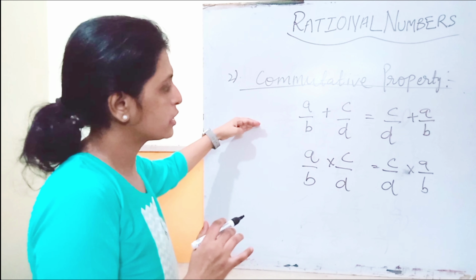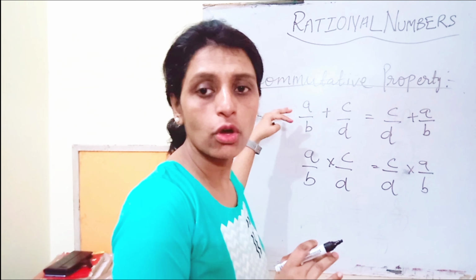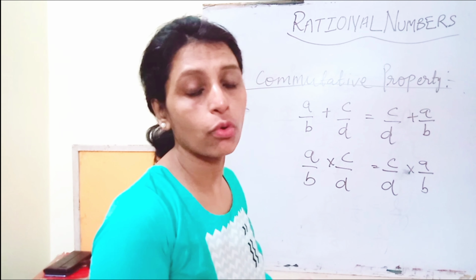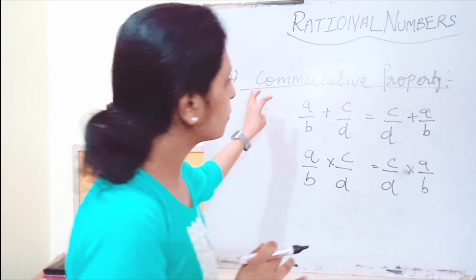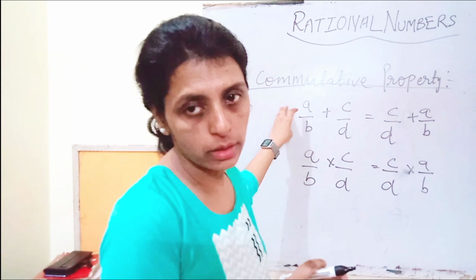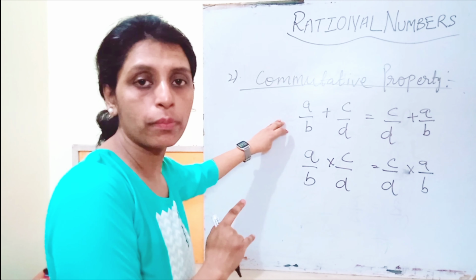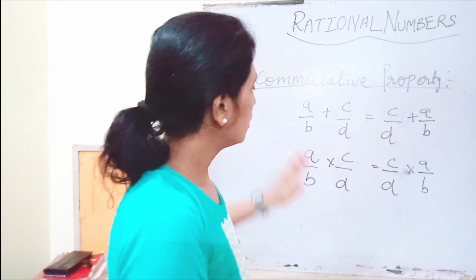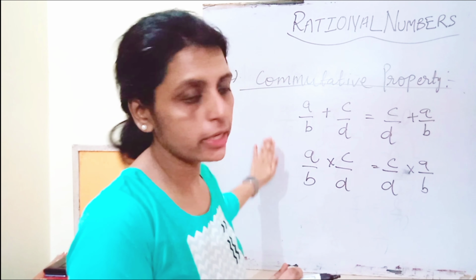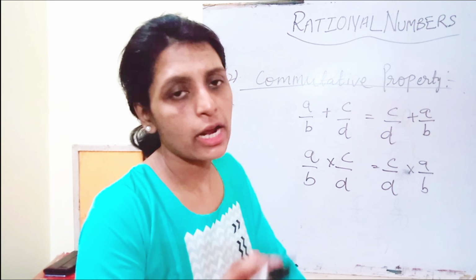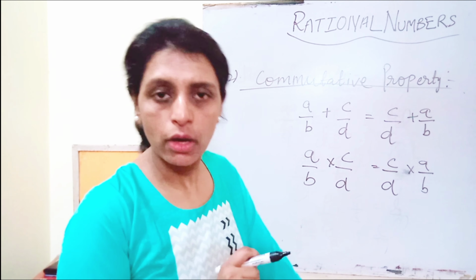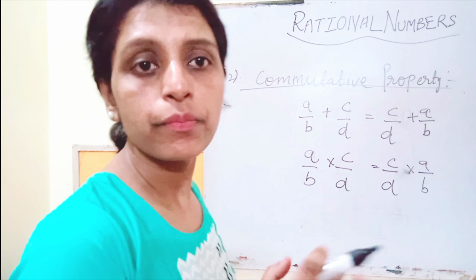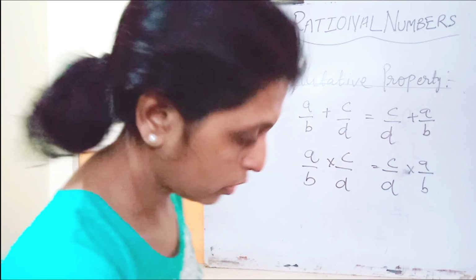So commutative property holds under the operation of addition and the operation of multiplication only for rational numbers. Rational numbers hold commutative property only for these, not under the operation of division or subtraction. Okay? Commutative property is applicable for rational numbers only for addition and multiplication. Okay, I will show you with examples why they do not hold under the operation of division and subtraction.